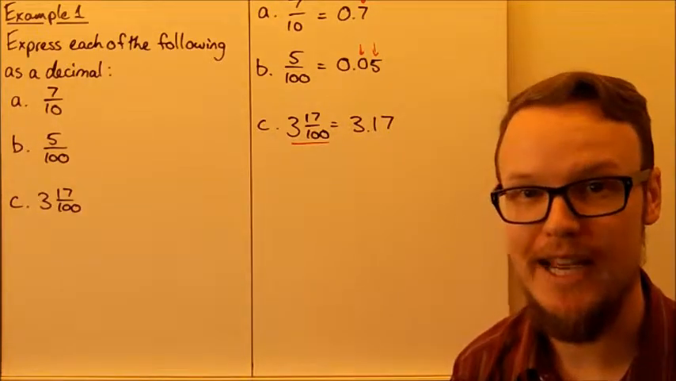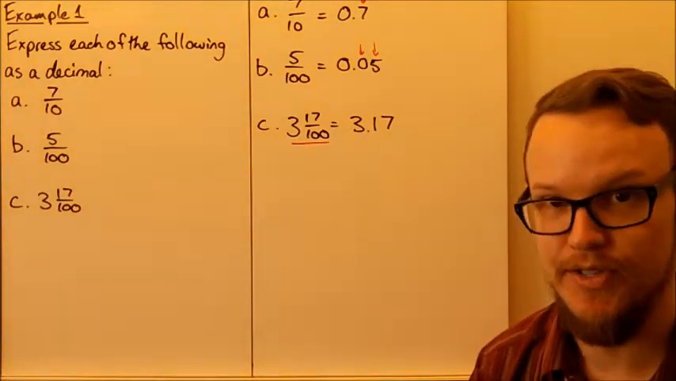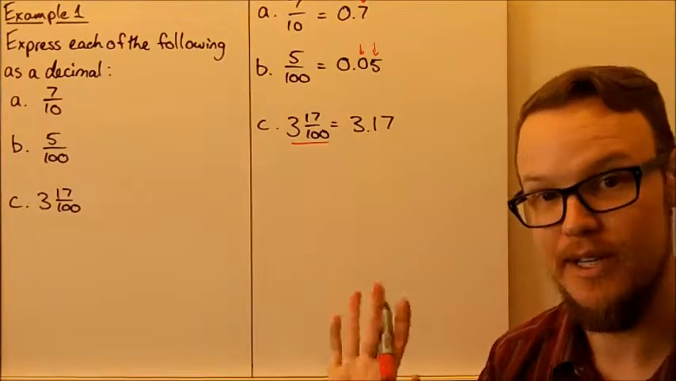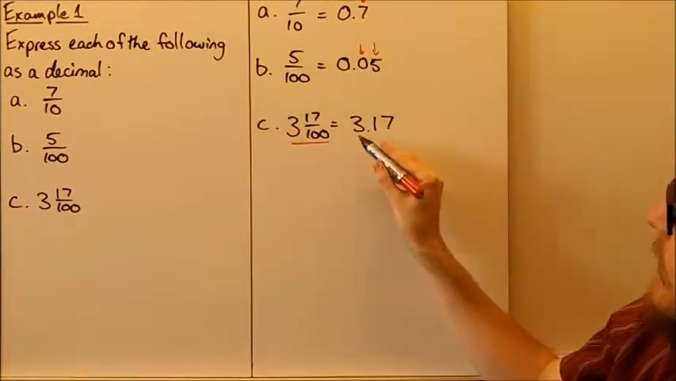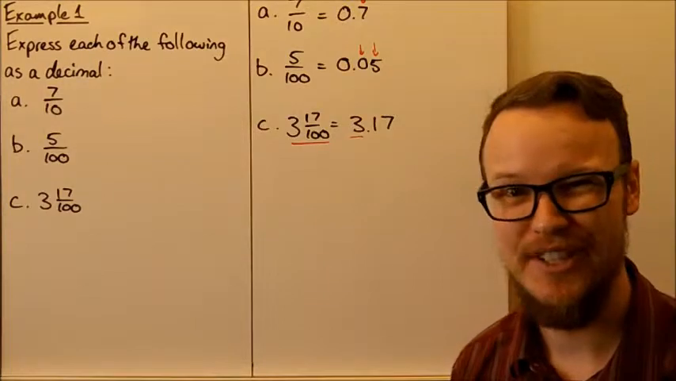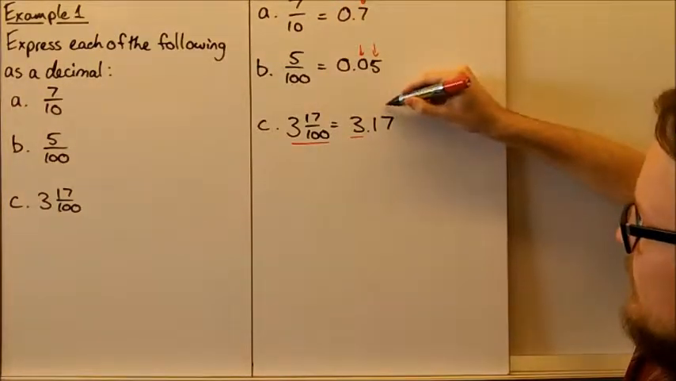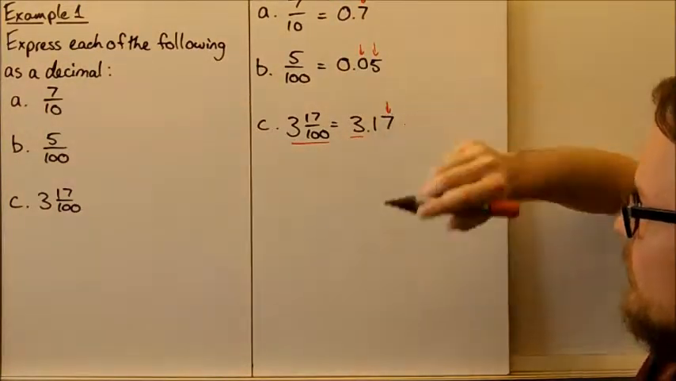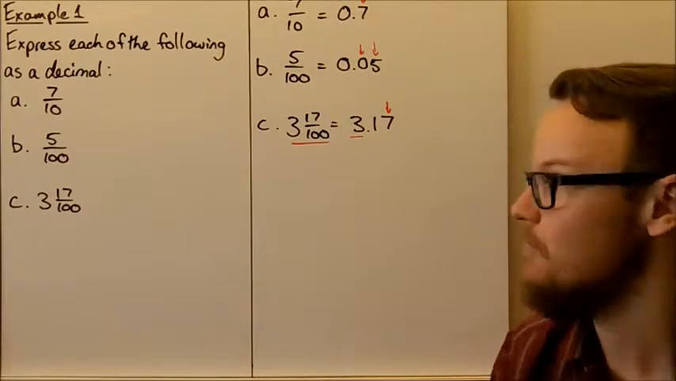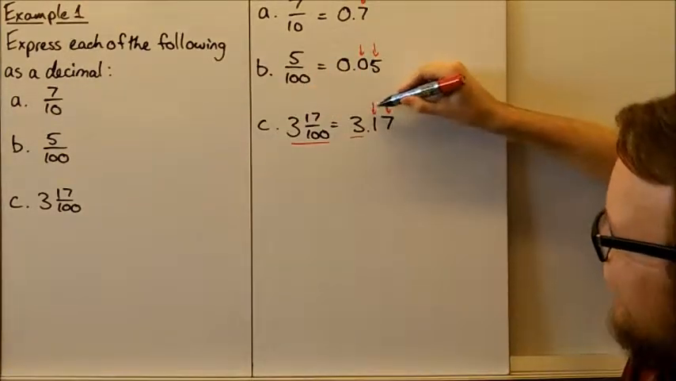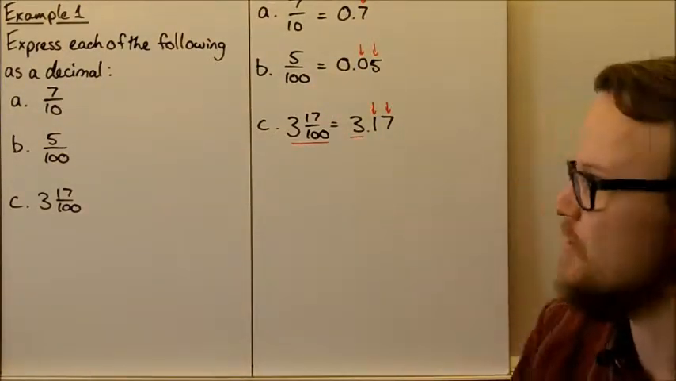Next one, we've got a mixed number. This is 3 and 17 hundredths. So 3 is a whole number, it needs to be to the left of the decimal point. 3, and we've got 17 hundredths. So we start in the hundredths column here and put 17 there. So that's 1 tenth and 7 hundredths.